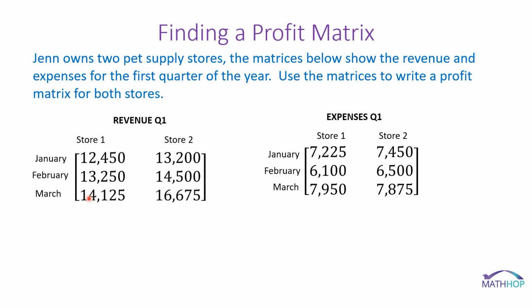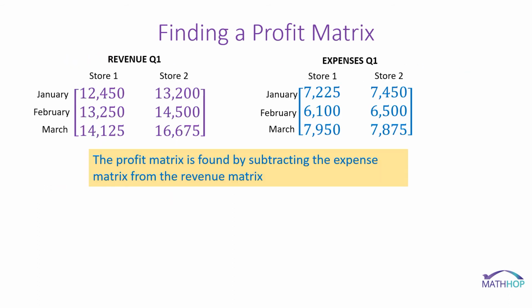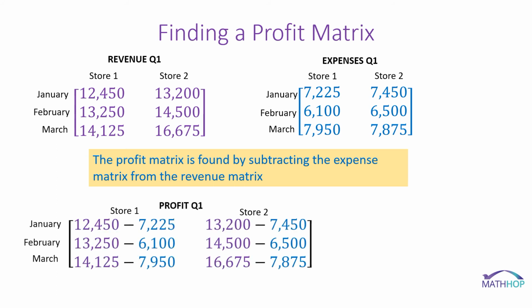So they want us to use the matrices to write a profit matrix for both stores. One matrix representing the profit for both stores. And this is really a glorified, hey, subtract these 2 matrices. That's all you have to know here, because revenue is the money you've brought in, expenses are the expenditures or the costs to run your business, and you want to find profit, you do so by subtracting the expenses from the revenue. So you would take the expense matrix and you would subtract it from the revenue matrix. And it would look exactly as you imagine it would.